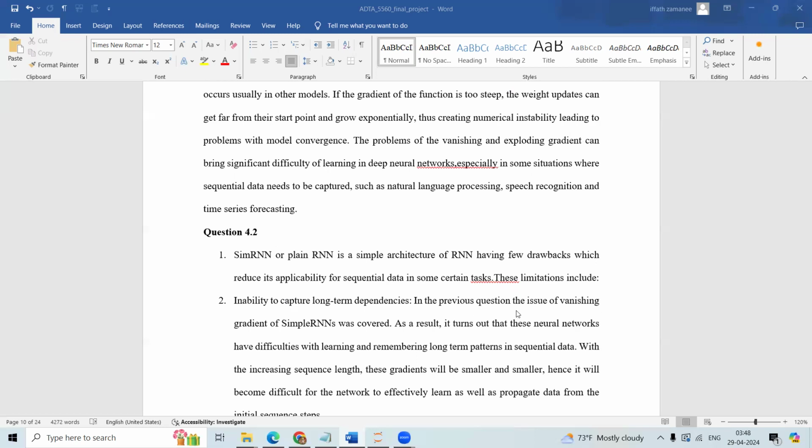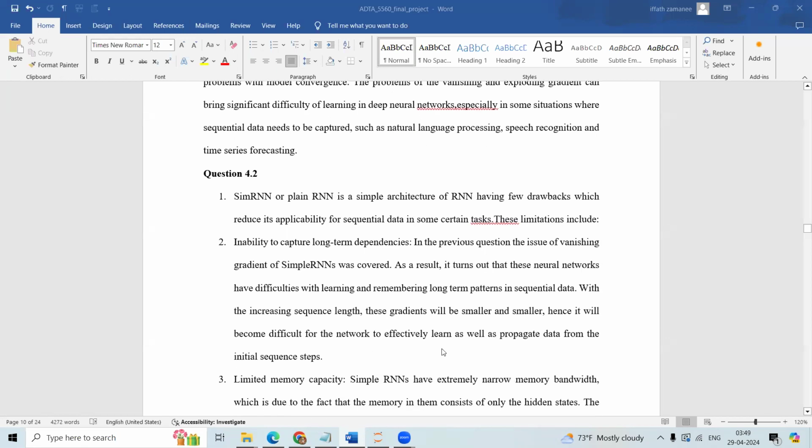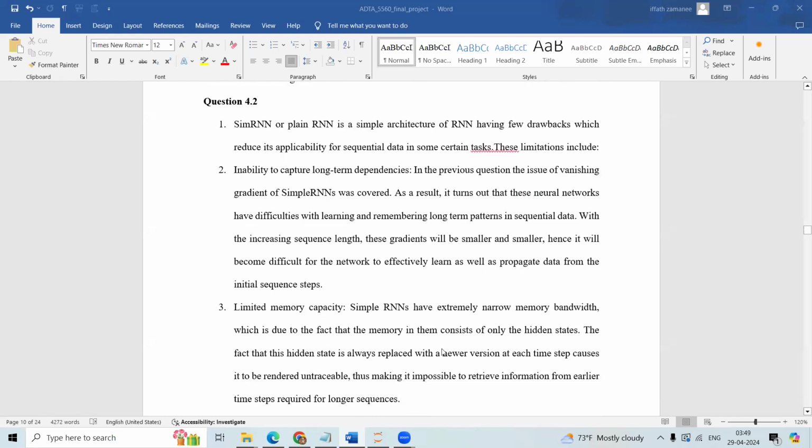In the previous question, the issue of vanishing gradient in simple RNNs was covered. As a result, these neural networks have difficulties with learning and remembering long-term patterns in sequential data. With the increasing sequence length, the gradients will be smaller and smaller. Hence it becomes difficult for the networks to effectively learn as well as propagate data from the initial sequence steps.